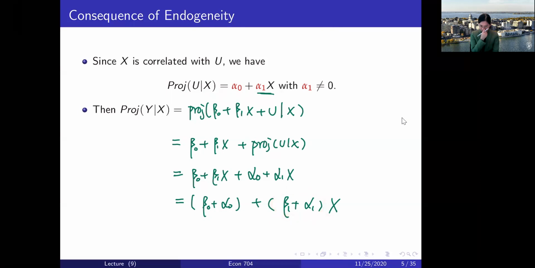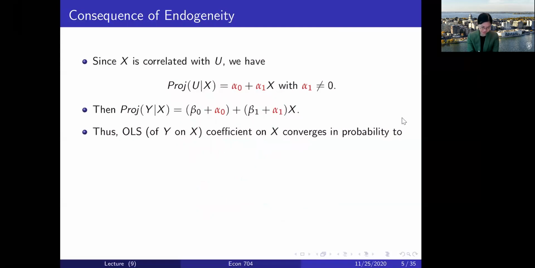As you can see now, this projection model relating y and x and the causal model relating y and x now deviate from each other. We know the OLS consistently estimates the projection model. Okay, so the projection model and the causal model deviate.